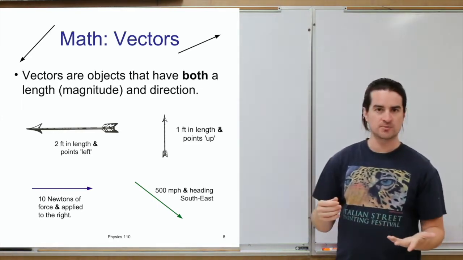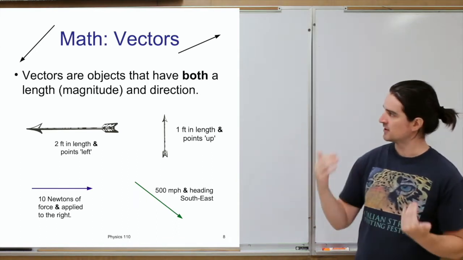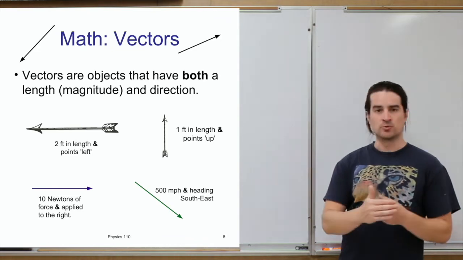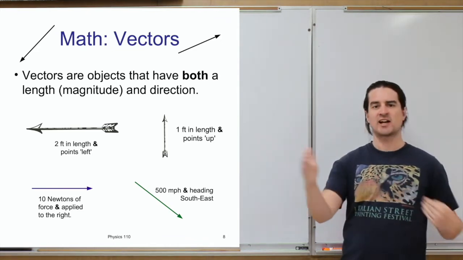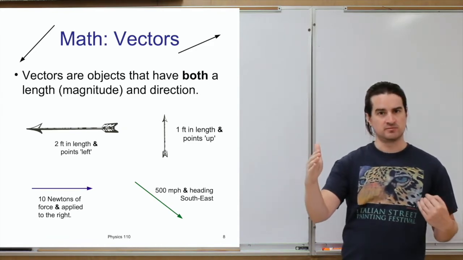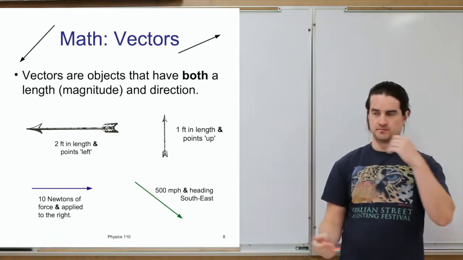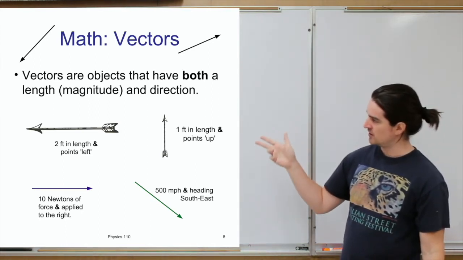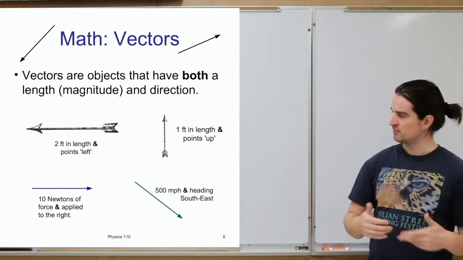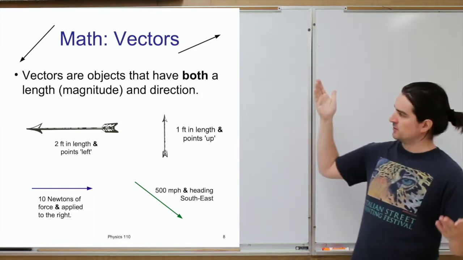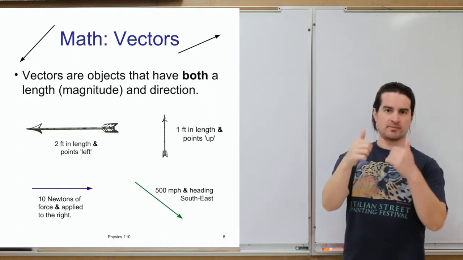And the same thing goes for a vector. A vector, just like an arrow, has length, often referred to as magnitude, like the size of that arrow, and it has a particular direction. It has to point in a particular direction. Some examples might be an actual arrow that's 2 feet long and points, say, to the left. Or an arrow that's 1 foot in length and points up.